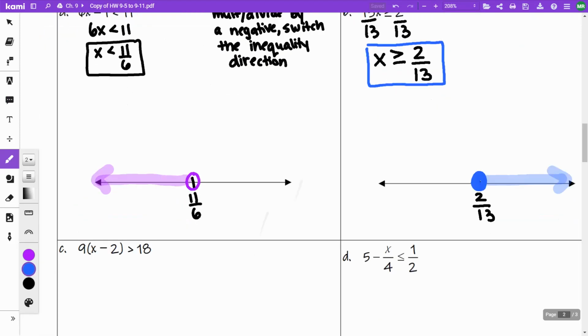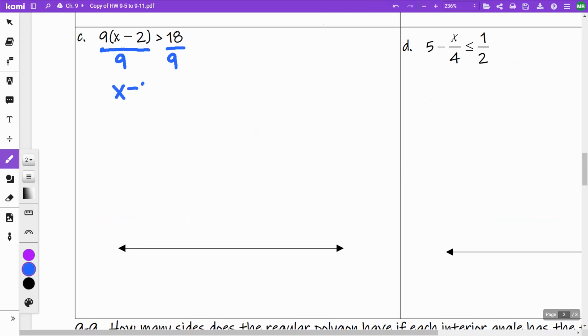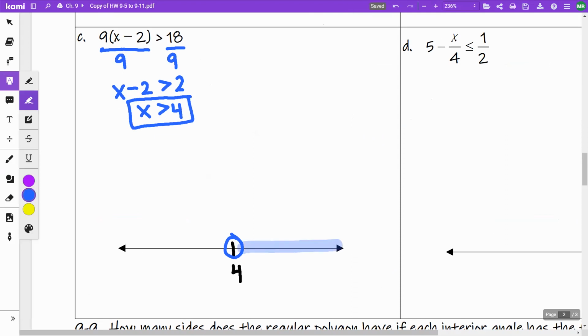On letter C, you could distribute, but what I'm going to do is divide this side by 9 and this side by 9. And that's going to give me x minus 2, still greater than, because again, I didn't divide by a negative, 2. I'm going to add 2 to both sides, so I get x is greater than 4. That's my inequality. So I'm going to come here, put a 4 here. I am going to have an open circle. And then I am going to shade to the right.